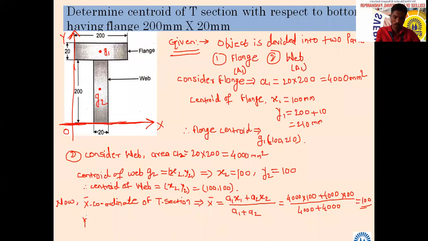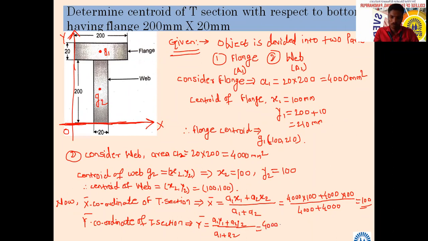Okay, similarly y coordinate of T section, y bar equal to a1 y1 plus a2 y2 divided by a1 plus a2 equal to, put the values again, 4000 into y1 is 210, plus what is a2, 4000 into what is y2, what is y2, 100.